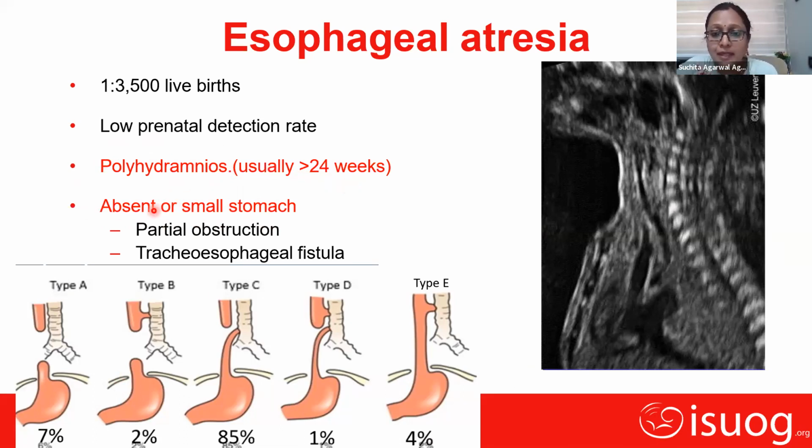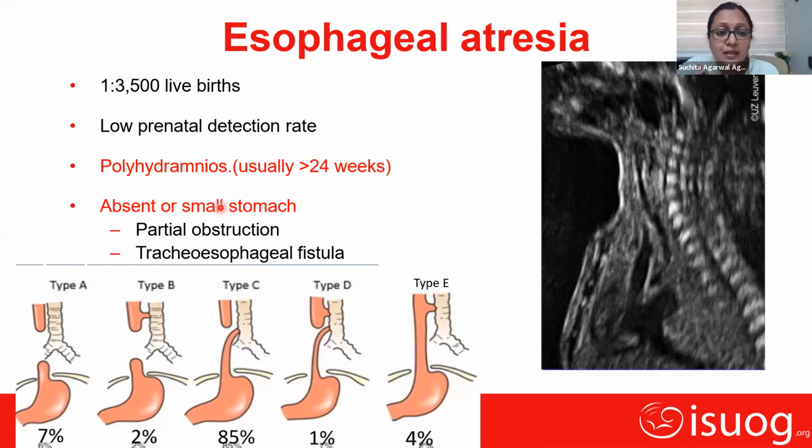So two things, again I repeat, it's an absent or a small stomach. You don't find the stomach even after repeated examinations. I don't see a good stomach bubble, in addition to a polyhydramnios, which usually comes after 24 weeks. So in that case, esophageal atresia has to be kept in mind. So the stomach bubble may be either absent or it may be a small stomach bubble.